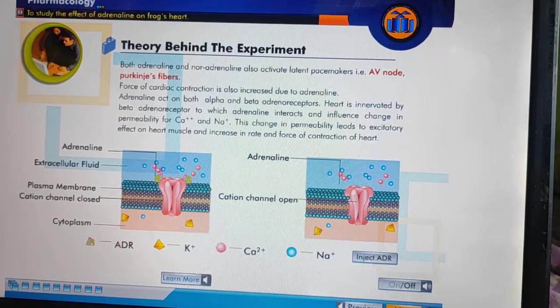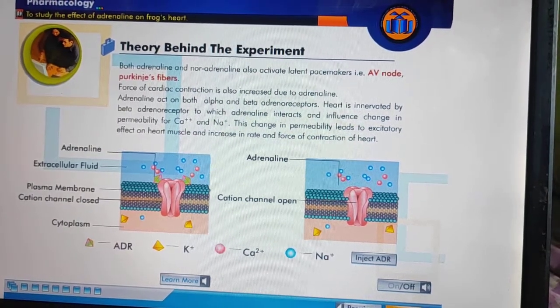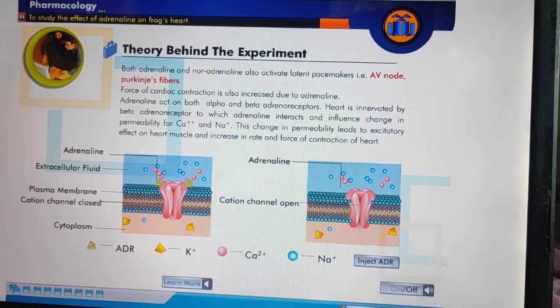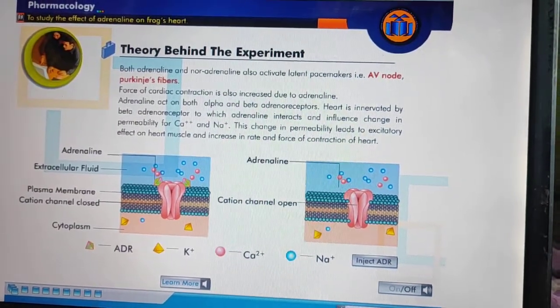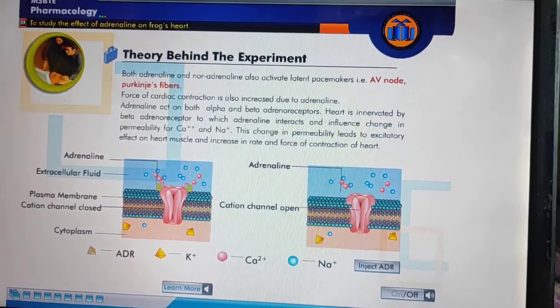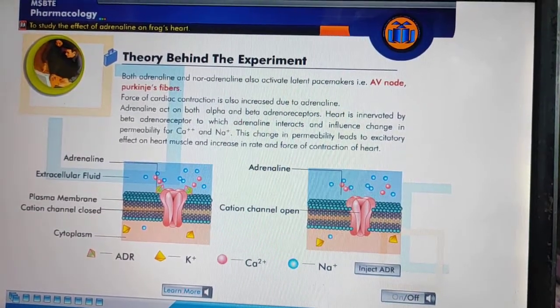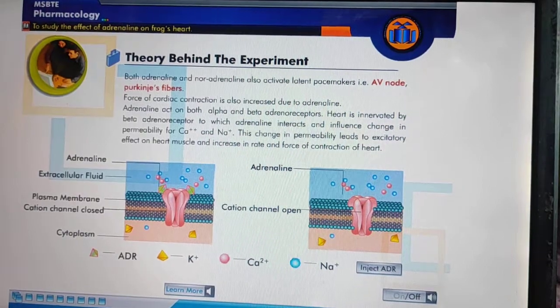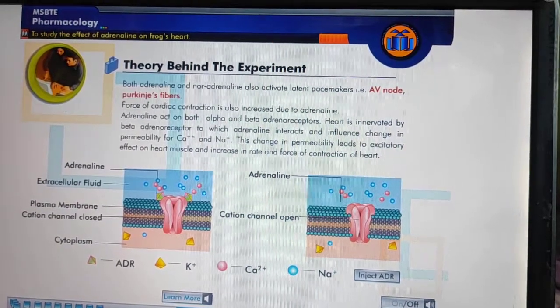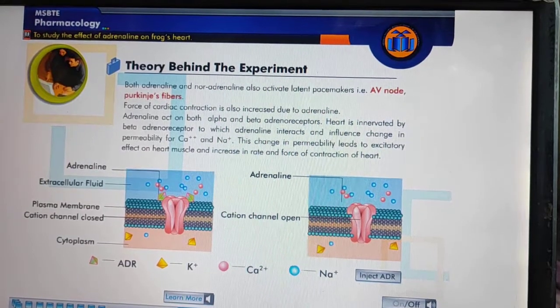Heart is innervated by beta adrenoreceptor, to which adrenaline interacts and influences change in permeability for calcium ions and sodium ions. This change in permeability leads to excitatory effect on heart muscle and increase in rate and force of contraction of heart.